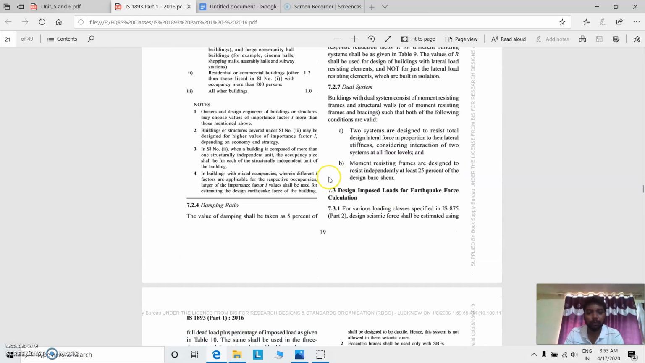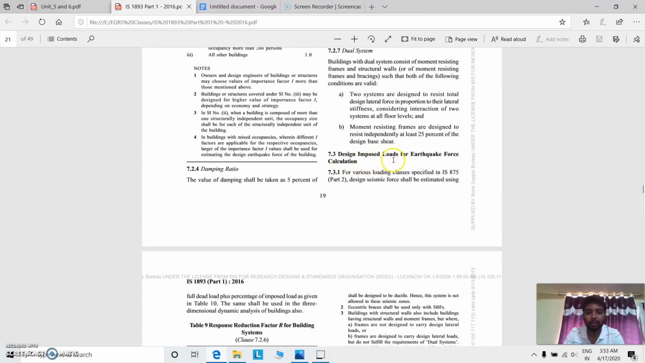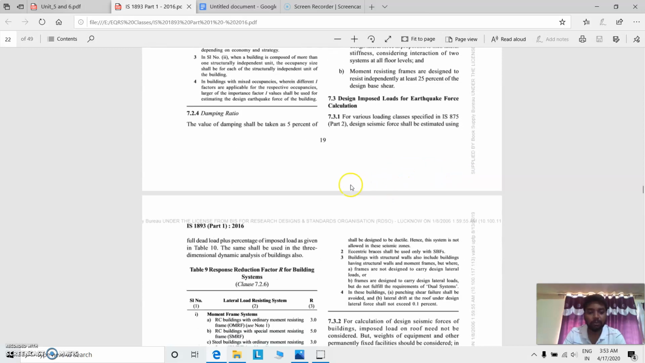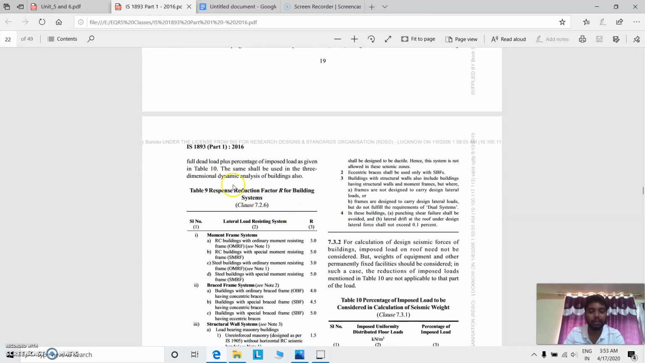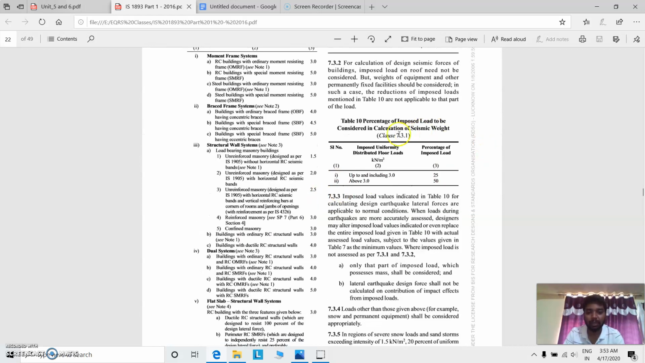Okay. In 7.3, design imposed loads for earthquake force calculations are given for various loading cases specified in IS 875 part 2. This IS 875 part 2 gives the live load of the structure. Design seismic force shall be estimated using the full dead load plus a percentage of imposed load as given in table number 10. That table number 10 gives the percentage of imposed load to be considered in the calculation of seismic weight.